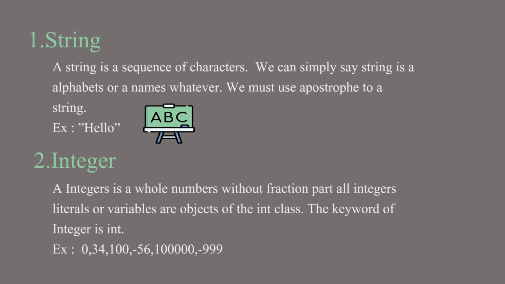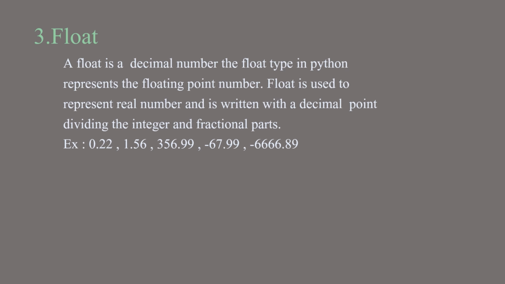Secondly, we have integer. An integer is a whole number without a fraction part. All integers, literals or variables, are objects of the int class. The keyword for integers is int. Next we have float. A float is a decimal number. The float type in Python represents the floating point number. Float is used to represent a real number and is written with a decimal point, dividing the integer and fractional parts. And these are a few examples.